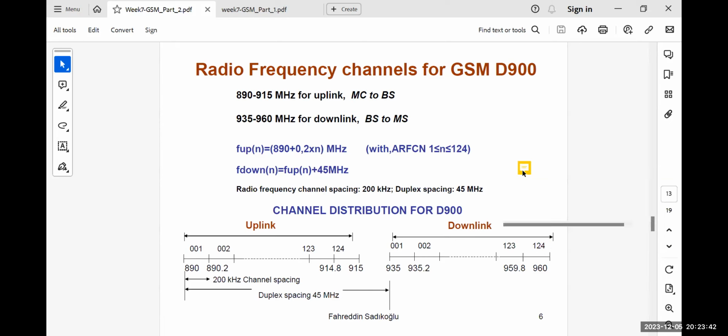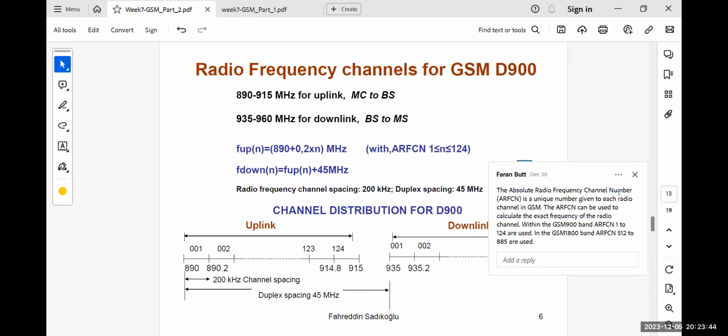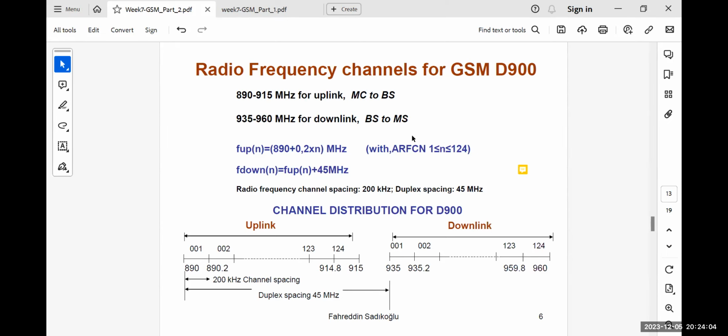So let me tell you what ARFCN is: the absolute radio frequency channel number. This is very important. It is a unique number given to each radio channel in the GSM. The ARFCN can be used to calculate the exact frequency of the radio channel. For GSM 900, 1 to 124 are used; in GSM 1800, ARFCN 512 to 885 are used. So obviously you are assigned a certain channel, and that channel has a number from 1 to 124. Depending upon what number is assigned to you, you can calculate what uplink frequency and what downlink frequency is being used.